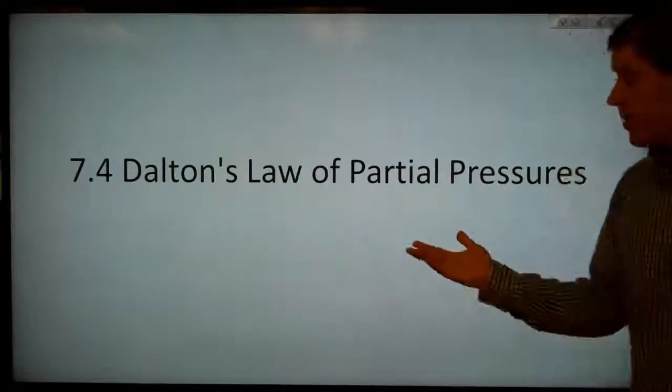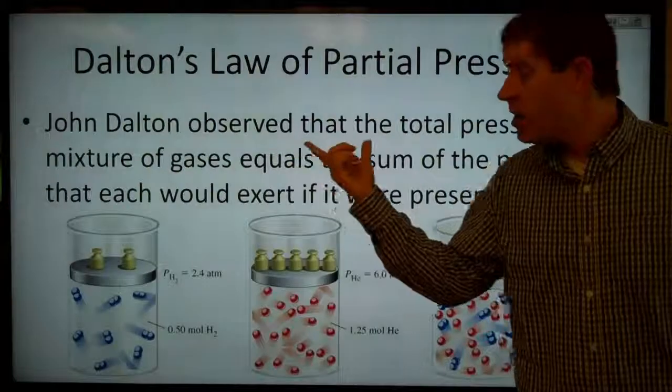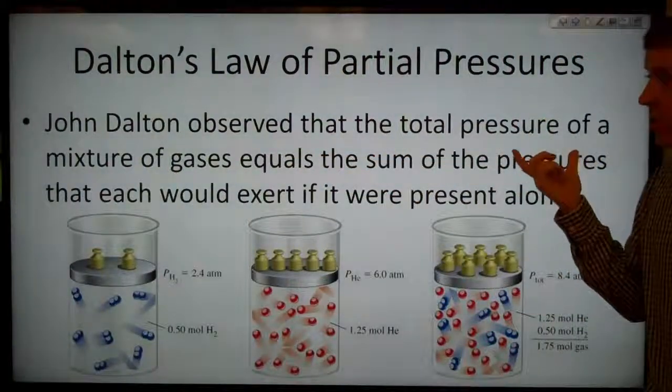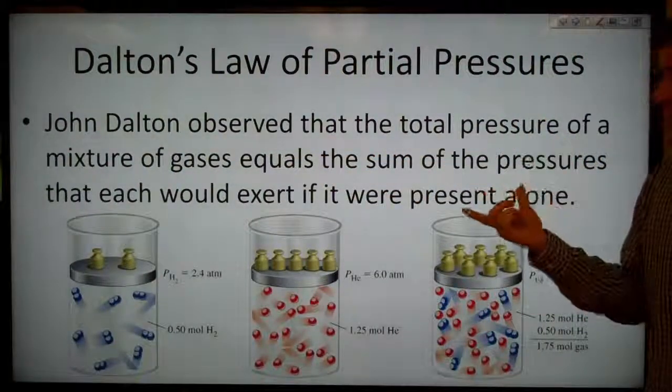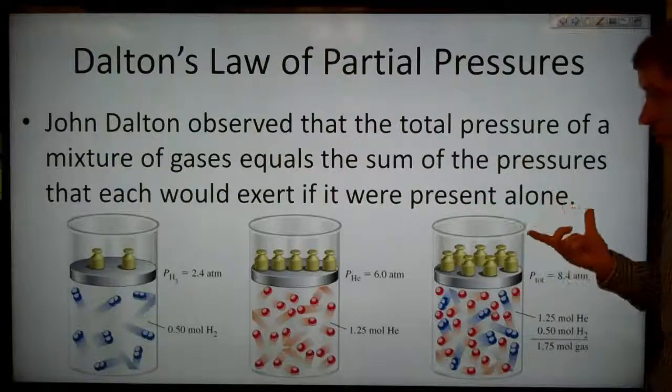Welcome to Dalton's law of partial pressures. John Dalton observed that the total pressure of a mixture of gases equals the sum of the pressures that each gas would exert if it were present alone.